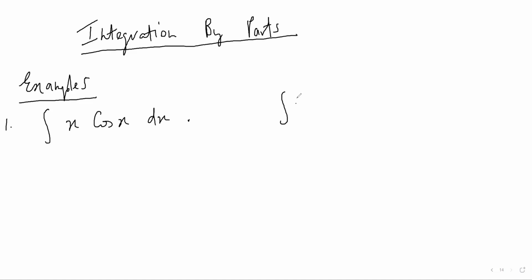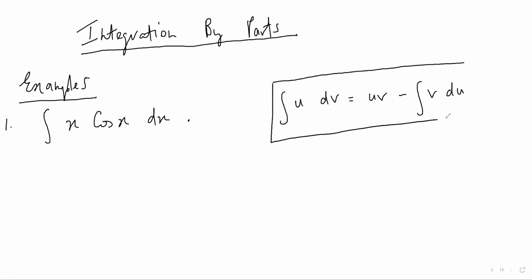I will not give this formula in the formula sheet. This is one formula that I will not give on the formula sheet. It's something that you have to remember. So for integration by parts, the formula is the following. The integral of u with respect to v is equal to uv minus the integral of v du. It's a specific formula that you have to remember.